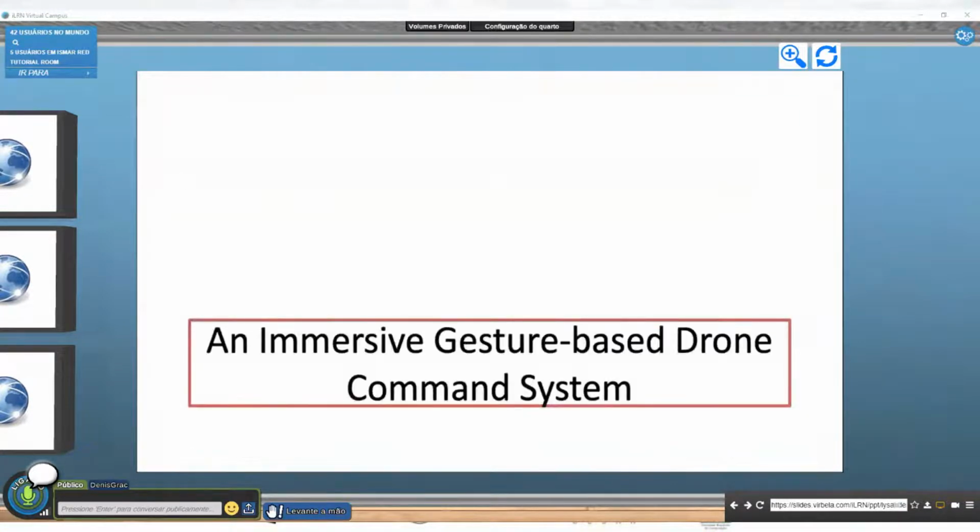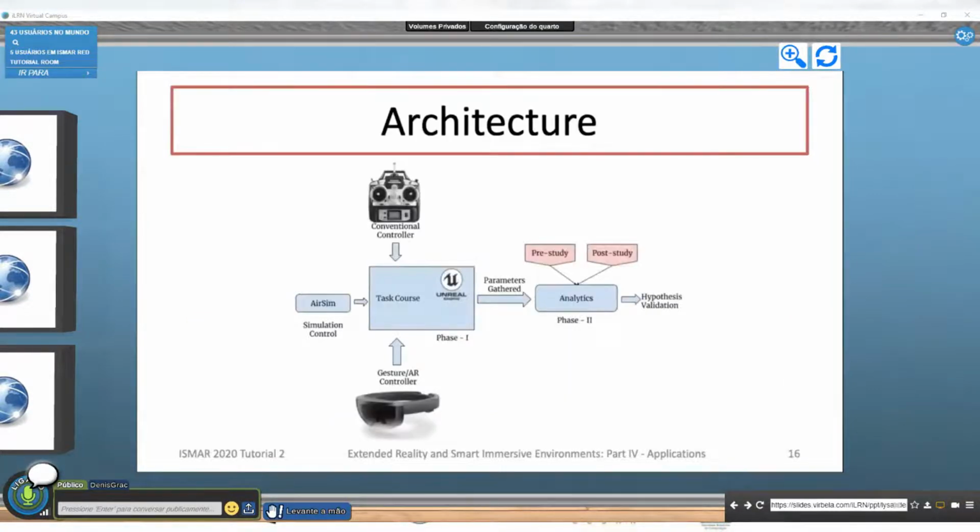Thank you. The next application is an immersive gesture-based drone command system. Again, the idea is how to use gesture-based modalities to provide control for a comparatively simple task, in this particular case, controlling a drone. So this is the overall architecture where we are using a simulator rather than an actual drone.